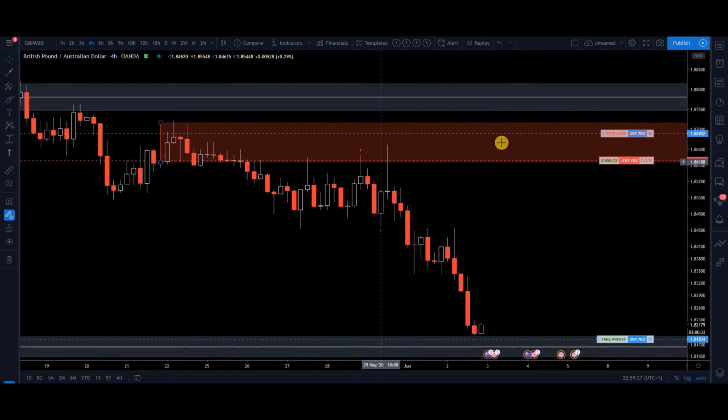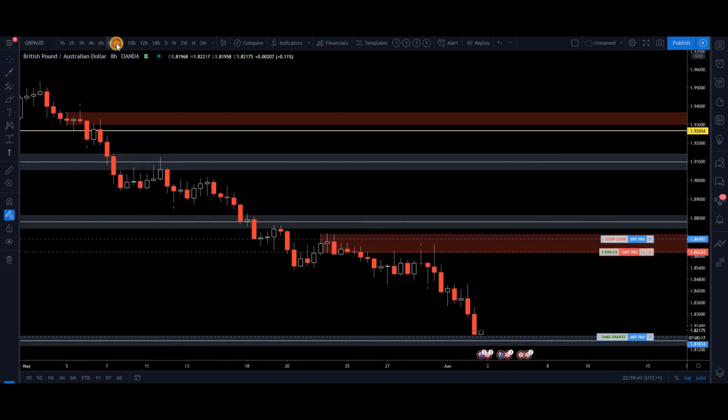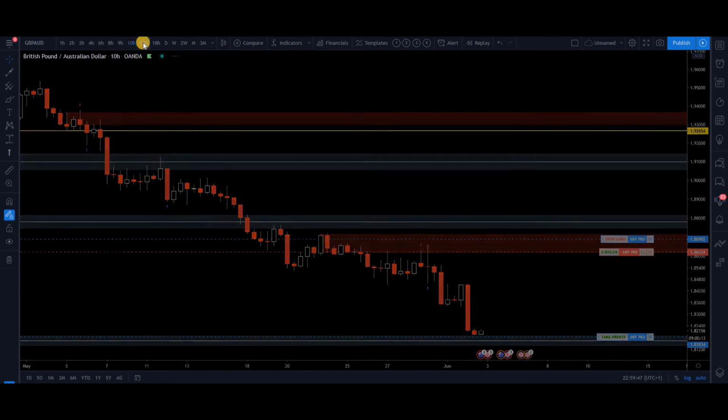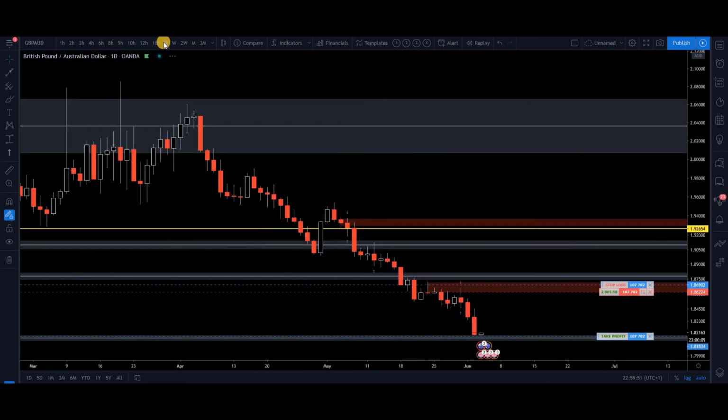What has since happened is price has moved in our favour. I mean, look at that, guys. Look at that beautiful move. Okay, now there's our take profit, and we're here on the 4-hour chart. Let's just go up a little bit. 6-hour, 8-hour, 9-hour, 10-hour, 12-hour, 18-hour, daily.